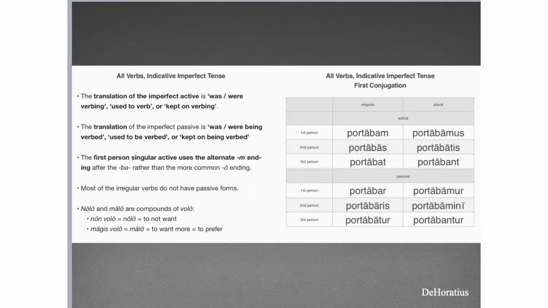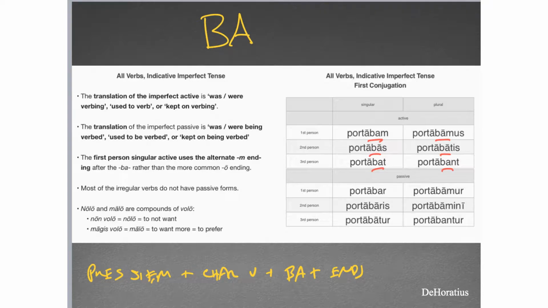All right, so this is the imperfect of first conjugation verbs. You might remember the BA. That signifies first conjugation, the imperfect. That's the tense sign. So remember that all imperfect verbs are going to be present stem, plus the characteristic vowel, plus BA, plus the endings. But remember that BA is our key to the imperfect.